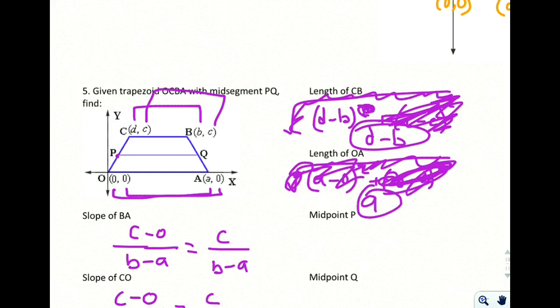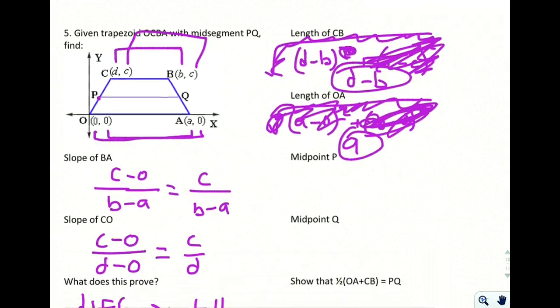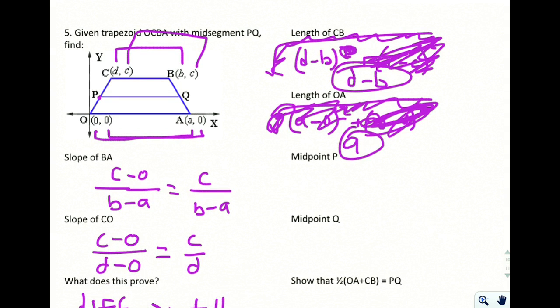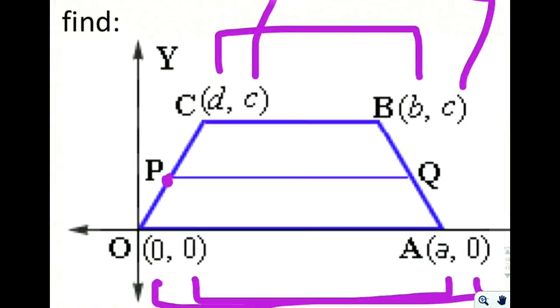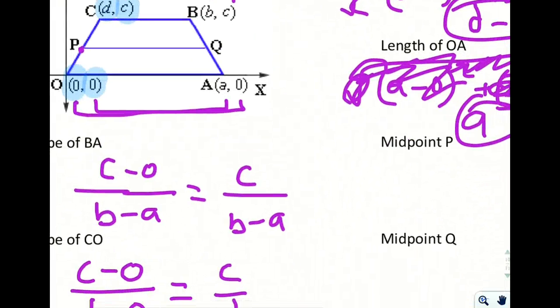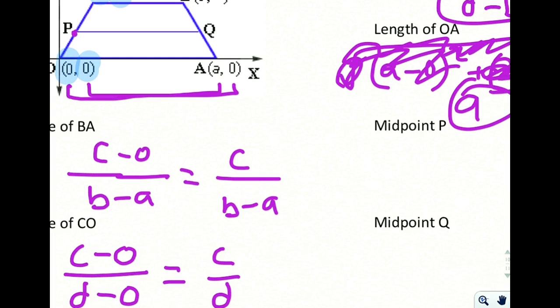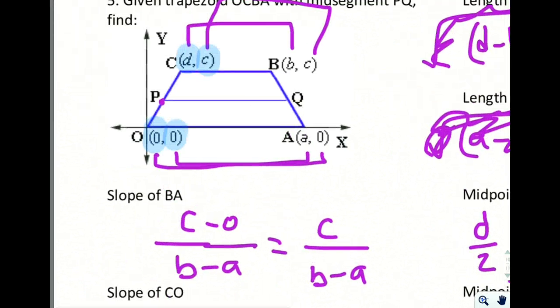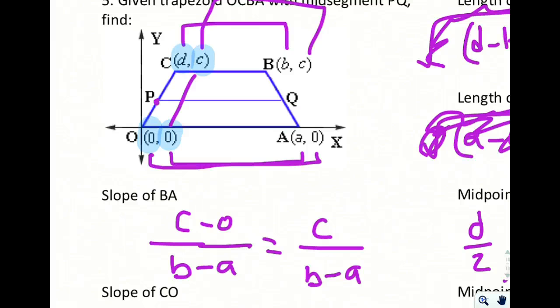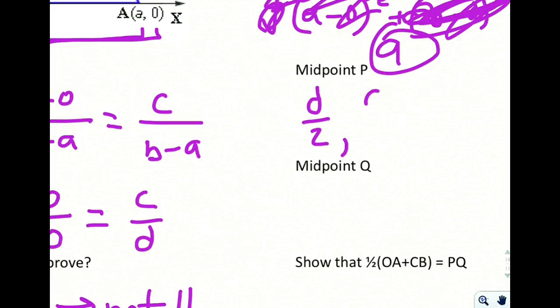The midpoint P, the midpoint of CO, finding that coordinate. Midpoint we know is just going to be an average of our x's and then an average of our y's. So d plus 0 divided by 2, which would just be d divided by 2. That's our x-coordinate of our midpoint, so half of d. And then the average of our y's, the average of c and 0. C plus 0 is c, divide that by 2, c over 2. And our midpoint, remember, midpoint is always a coordinate, so it's got an x comma y.